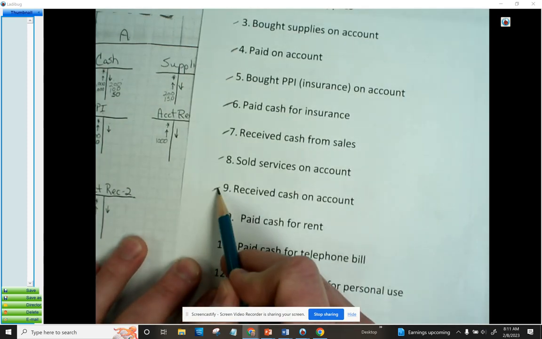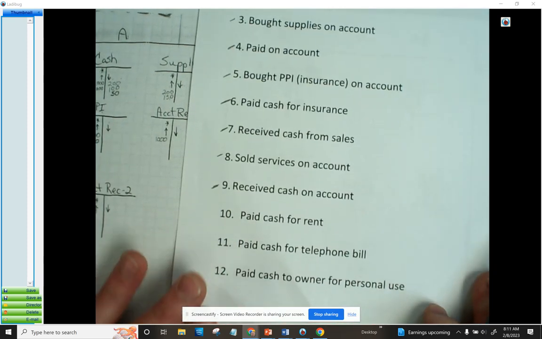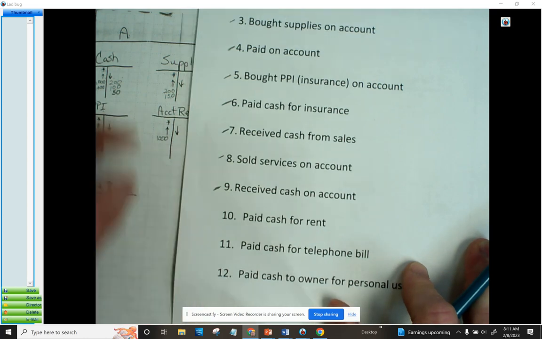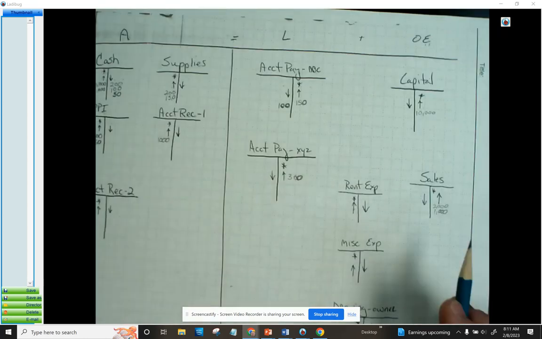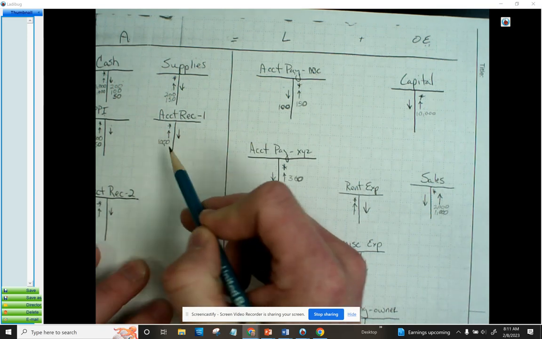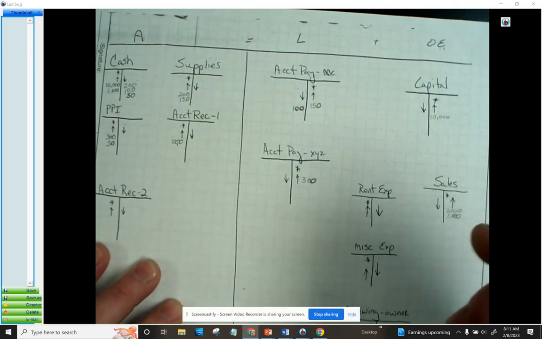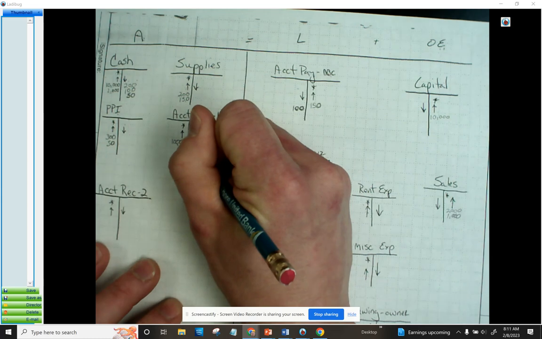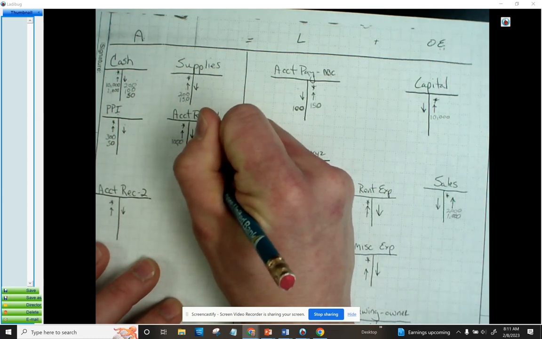Okay, receive cash on account. So company one is now going to pay us. It's maybe a week later. They're sending us some of the money they owe us. So this company, they owe us $1,000. Let's say they are sending us $400 of that money. We need to record that they paid us $400.